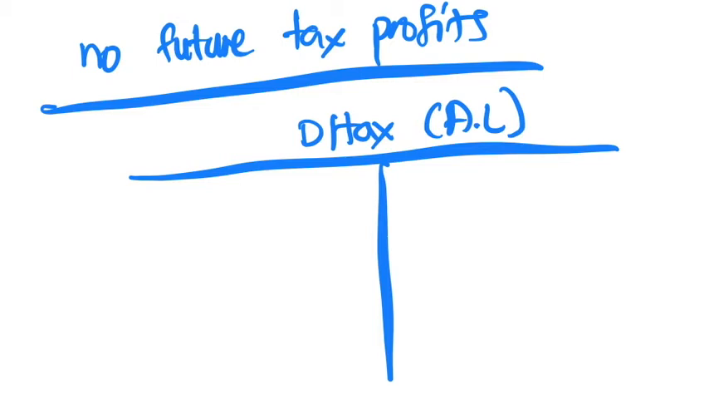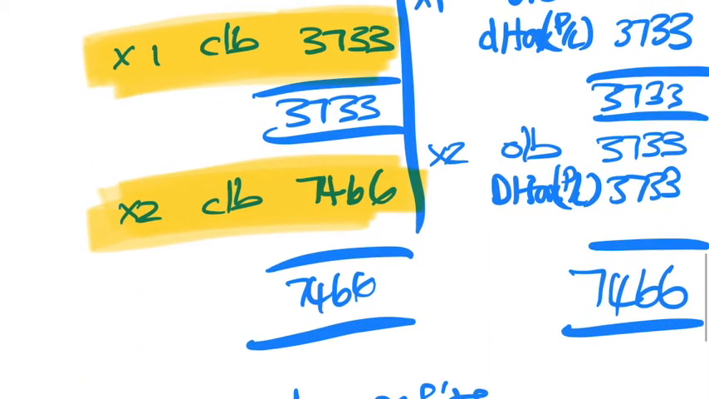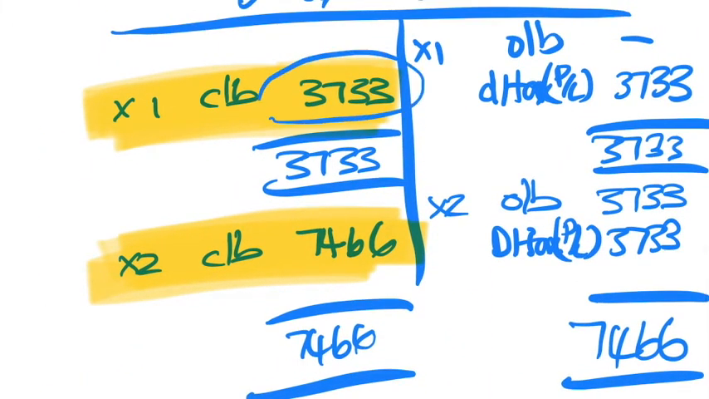What does that T account look like? Now, at the beginning of X1, there is no opening balance. However, at the end of X2, we do have temporary differences sitting in our account over here. So we have a closing balance of 3733.